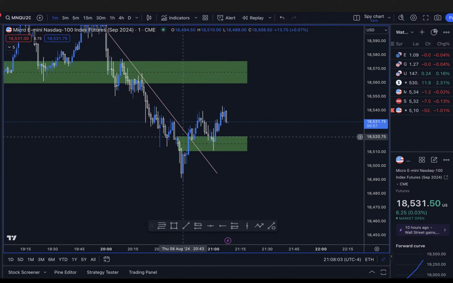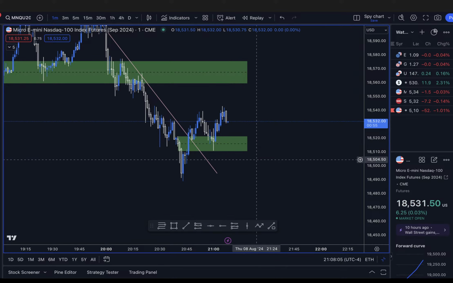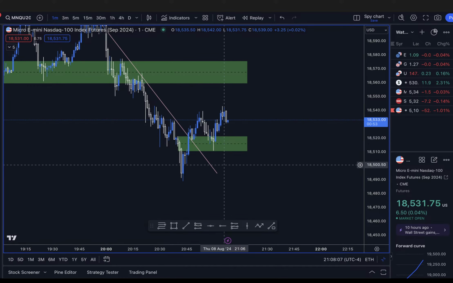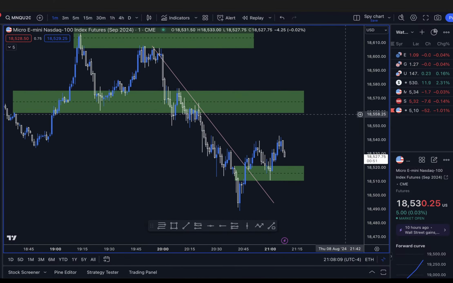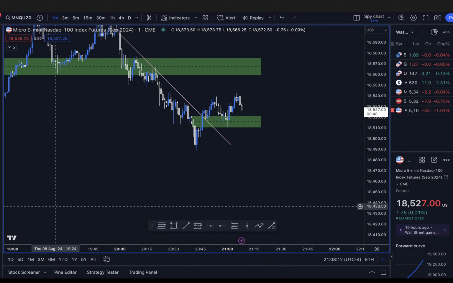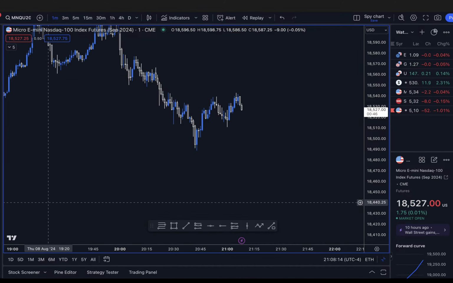See, market structure shift right there. Fair value gap, retap, break and retest, stop loss below the low. If I'm trading retail, it's going to be trend lines, like Tory trades.